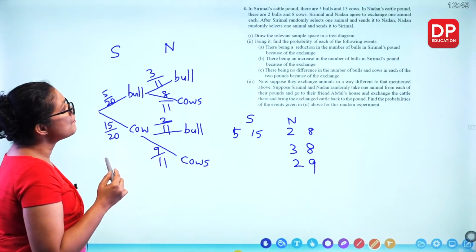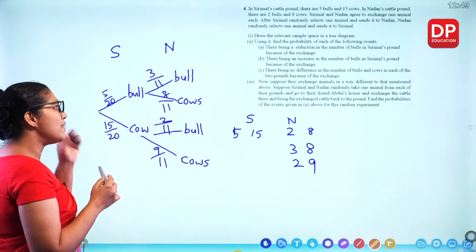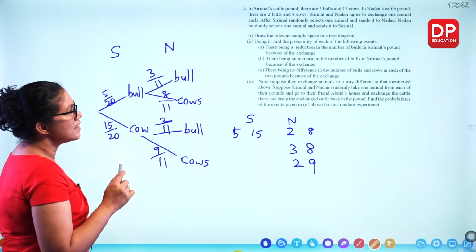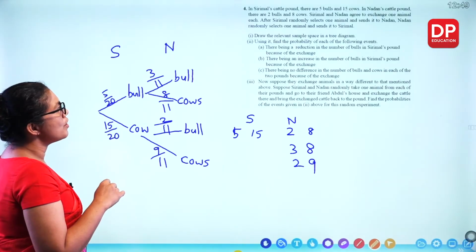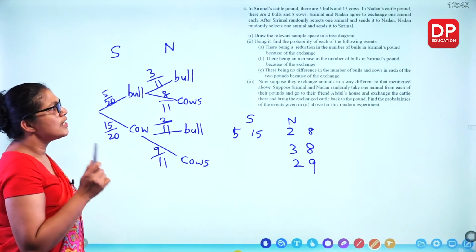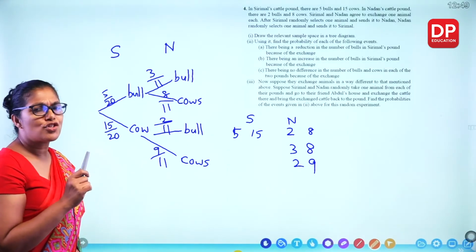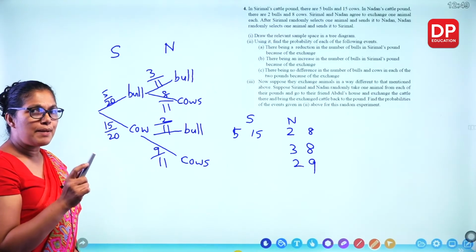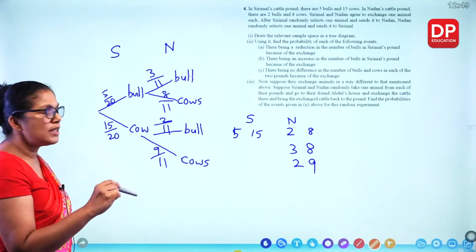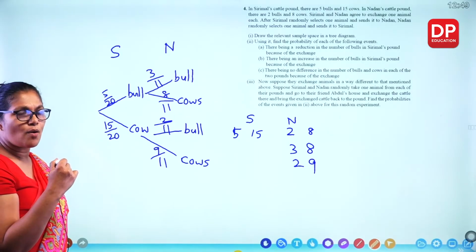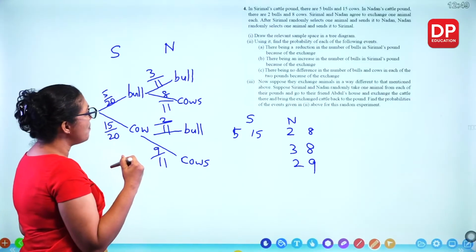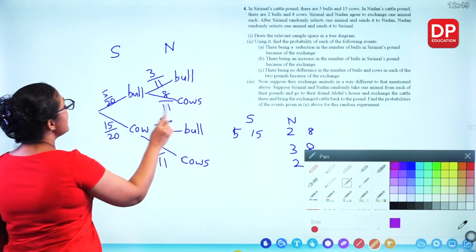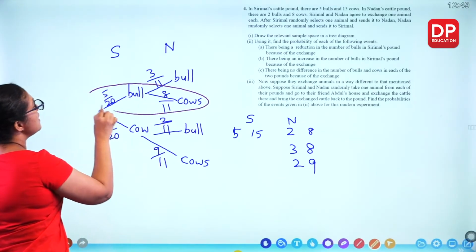Part 2, using it, find the probability of each of the following events. There being a reduction in the number of bulls in Sirimal's pound because of the exchange. How you get reduction in number of bulls? That means he is giving a bull and taking a cow. So what's the probability? Giving a bull and taking a cow. So this probability.